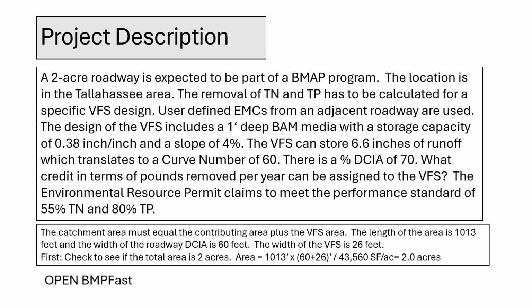The length of the area is 1,013 feet. The width of the roadway DCIA is 60 feet, and the width of the VFS itself is 26 feet. When we check these dimensions, 1,013 feet multiplied by the combined width of 60 plus 26 feet, divided by 43,560 square feet per acre, confirms that the total area is indeed 2.0 acres.